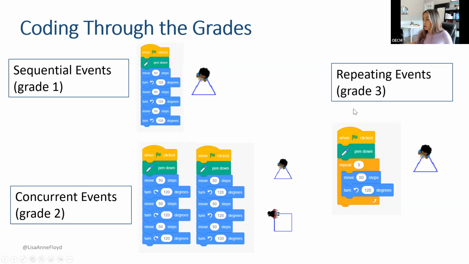So there we've got the sequential, concurrent, and repeating events. You can see, in grade 1, grade 2, grade 3, and then in grade 4, we'll add to this chart as we make our way through the webinar.